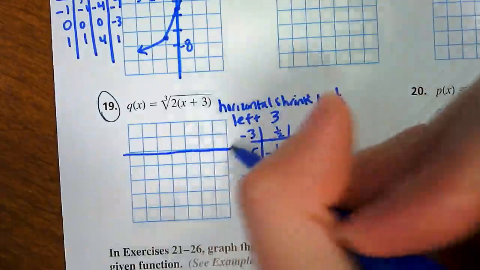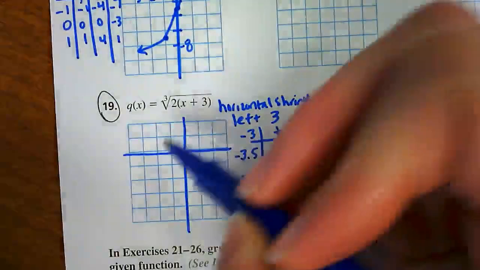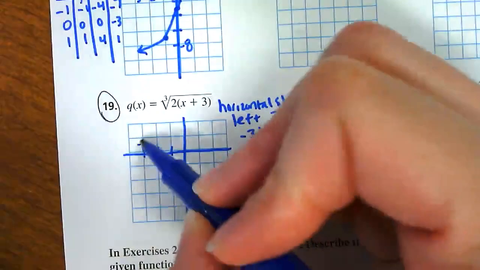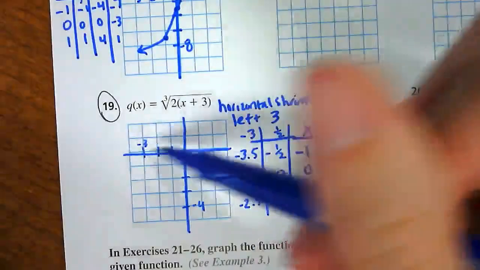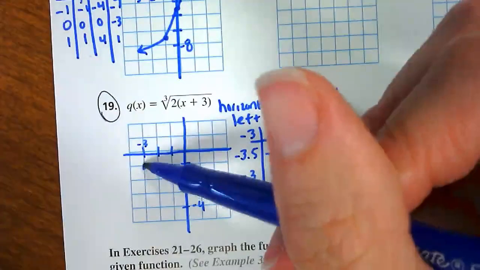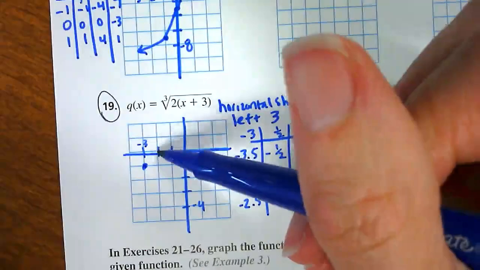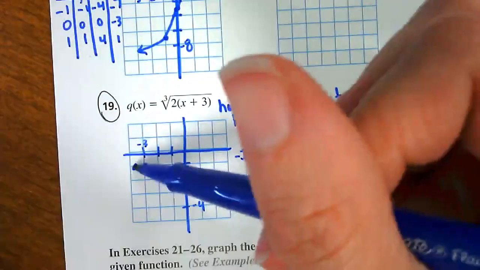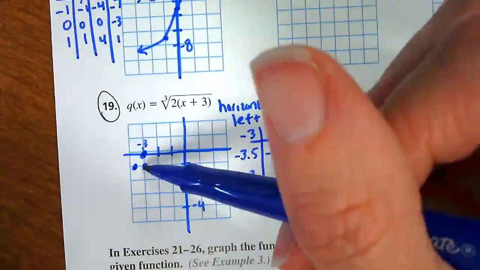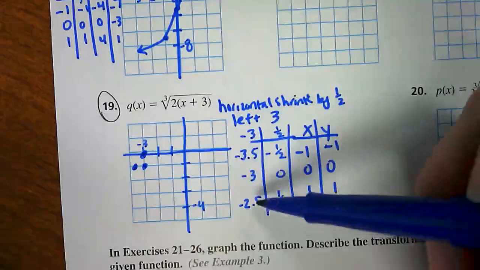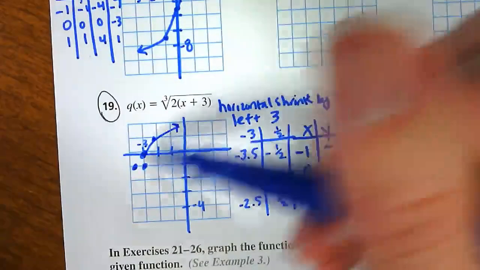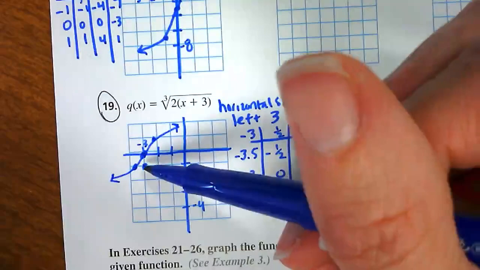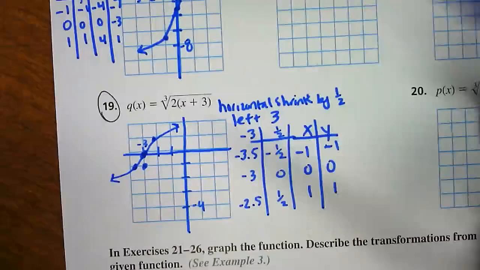I'm going to make my x and y axis. I'm going to count by 1's. -3.5, -1, -3, oops, I totally put that in the wrong spot. -3, 0, ignore that dot. -2.5, +1. So this is going to curve this way. This is going to curve that way. That point was a mistake.